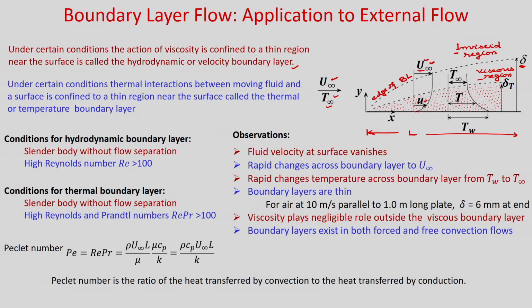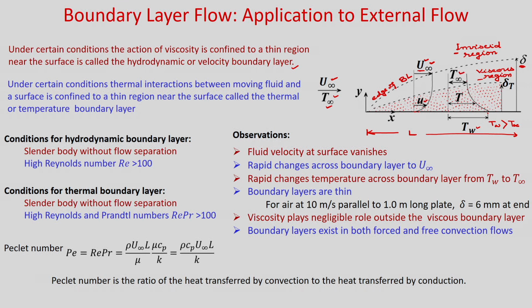Now, if you consider the thermal part, you have free stream temperature T infinity, and let us say the wall temperature is Tw and Tw is greater than T infinity. Then there will be some region where the thermal effect is present and a temperature gradient exists, and the temperature will vary inside this layer from Tw to T infinity, and outside this region it will maintain the free stream temperature T infinity.